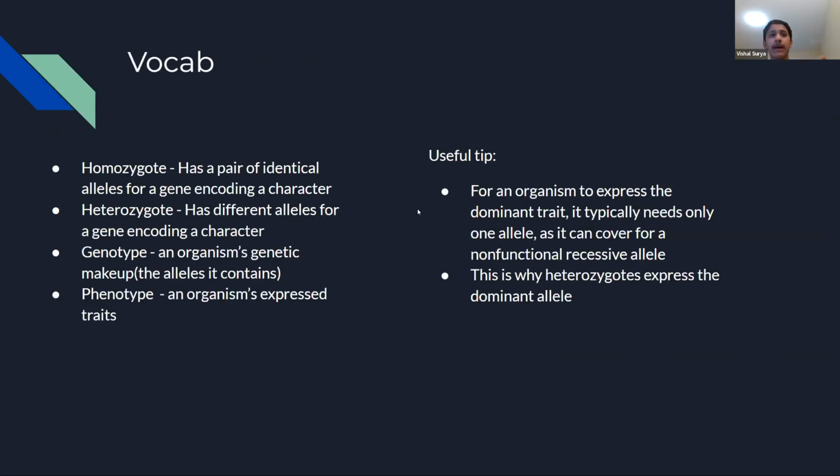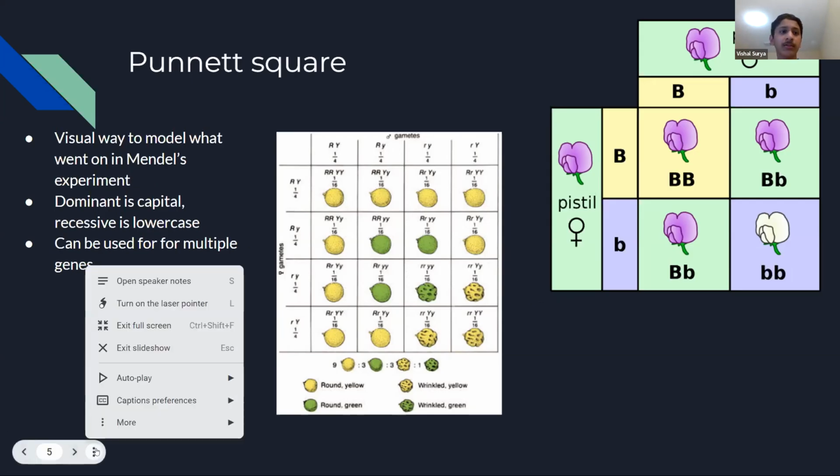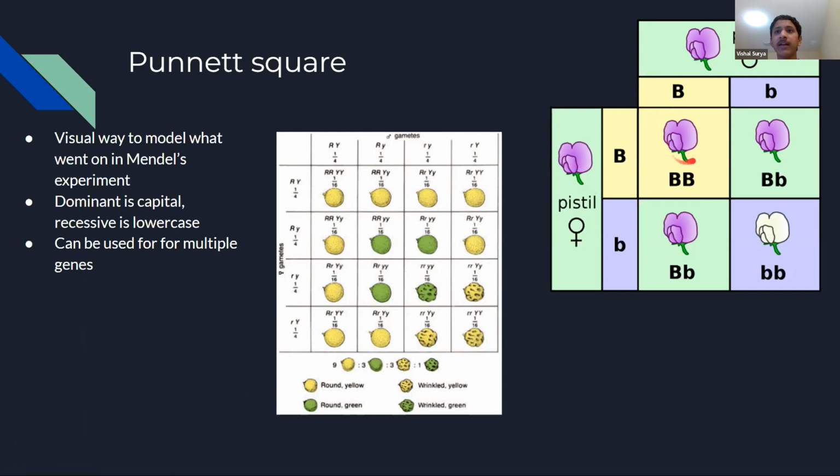Okay, so now let's go into some vocab to explain what I was saying before. So we have a homozygote. A homozygote has a pair of identical alleles of a gene encoding a character. This can be shown by the top left here and the bottom right here. They have the same character right here. So they're homozygotes because it's capital B, capital B, and lowercase b, lowercase b. So you can be homozygous dominant, which is you have both capitals, which would be purple in this case. Or you could be homozygous recessive, which would produce this, a white character.